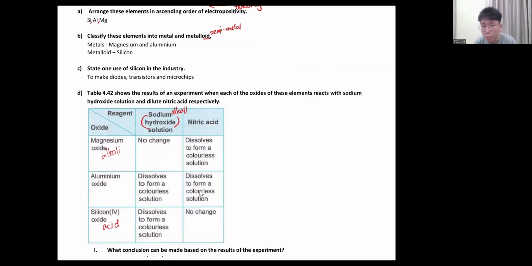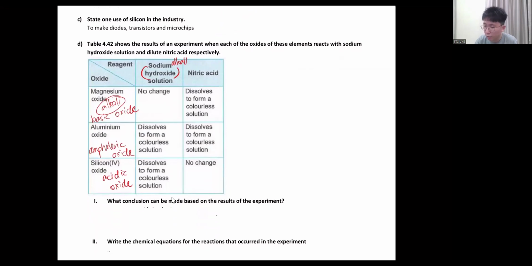While aluminium oxide has reaction on both sides, with acid and alkaline. Usually I have a specific term for this. We call it amphoteric oxide. But for alkaline, usually we don't call it alkaline oxide, we call it basic oxide. Amphoteric oxide and acidic oxide. So this will be your conclusion. Magnesium oxide is a basic oxide, aluminium oxide is an amphoteric oxide, silicon(IV) oxide is an acidic oxide.